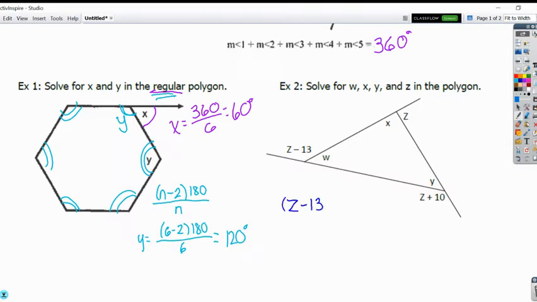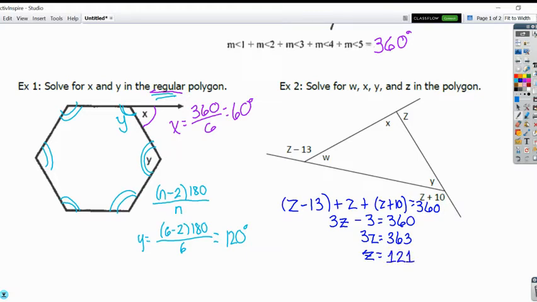The z minus 13 and the z and the z plus 10. All of those together have to give me 360 degrees for the exterior angles. So I'm going to get 3z minus 3 equals 360. Continue solving there. Add the 3 to both sides. So that's 3z equals 363. Divide both sides then by that 3 coefficient. Z is 121. So that's one angle that we can fill in.